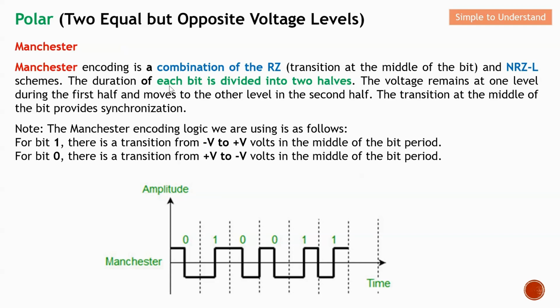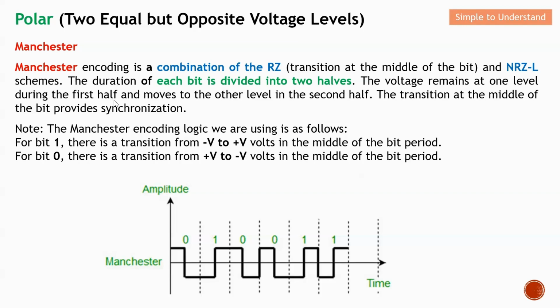The duration of each bit is divided into two halves. As you can see from here, they are divided into first half and second half. The voltage remains at one level during the first half and moves to the other level in the second half. In short, you can see that there is no stopping at the zero line. I would like to highlight this. They move from either plus to minus or minus to plus. The transition in the middle of the bit provides synchronization.